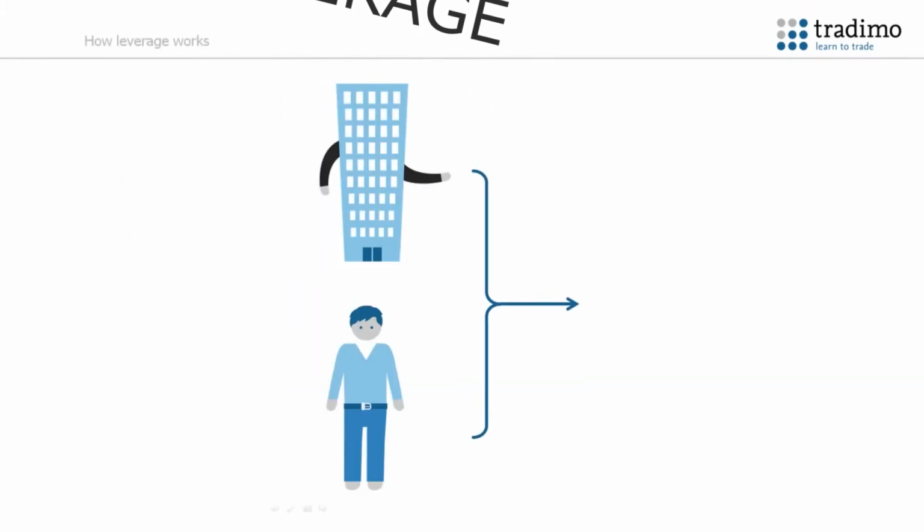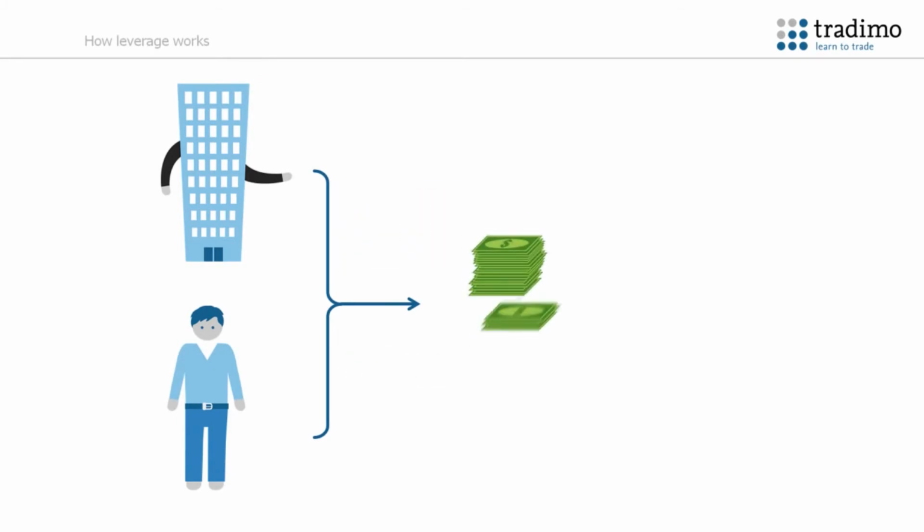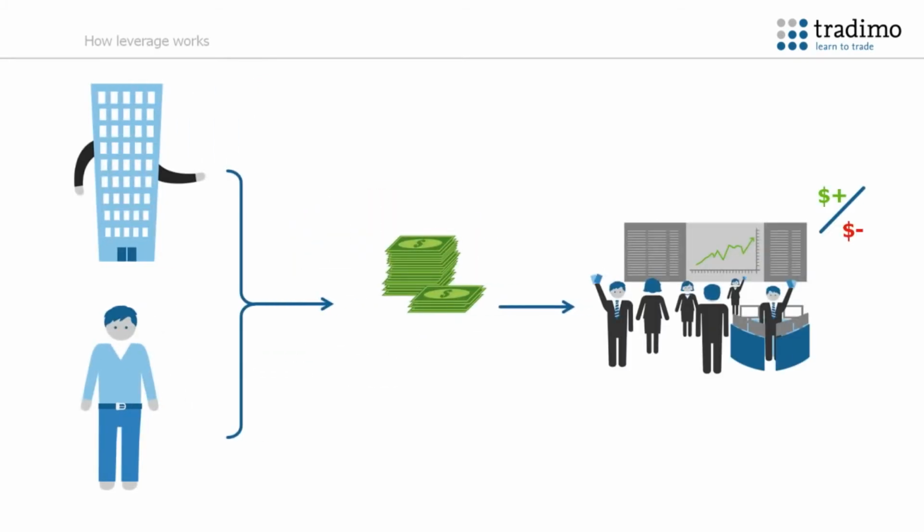Leveraging is a mechanism that allows you to trade larger position sizes than your trading account would usually allow you to. The way in which leveraging works is that your broker effectively lends you money, and you're able to buy or sell much larger amounts of currency than you originally would with just your own trading capital.